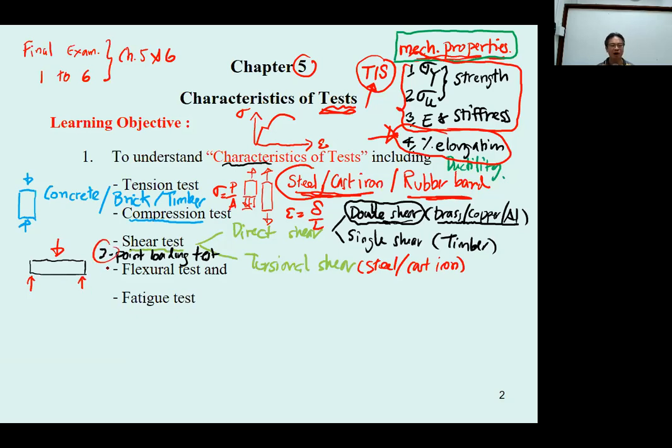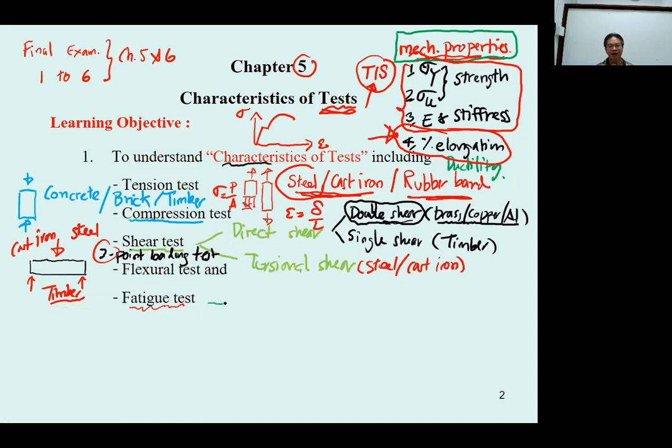That's why we call it the 3-point loading test. We test this one for steel, for the cast iron, and we also test the fracture for the timber. One is the short timber beam and another one is the long timber beam. What are the characteristics of this fracture test? Okay, and the last one is the fatigue test.